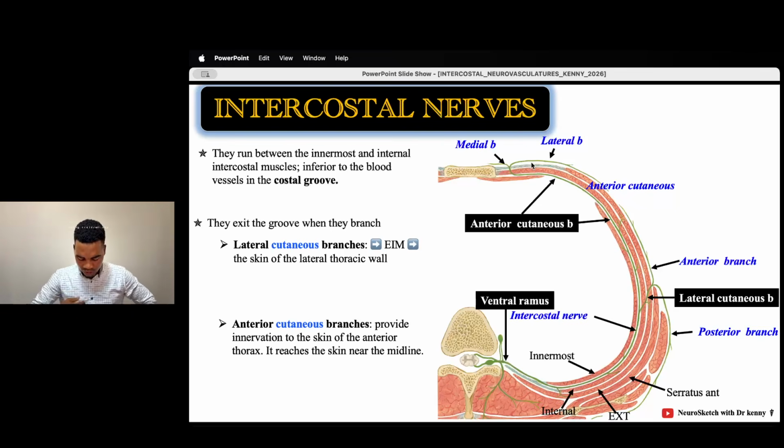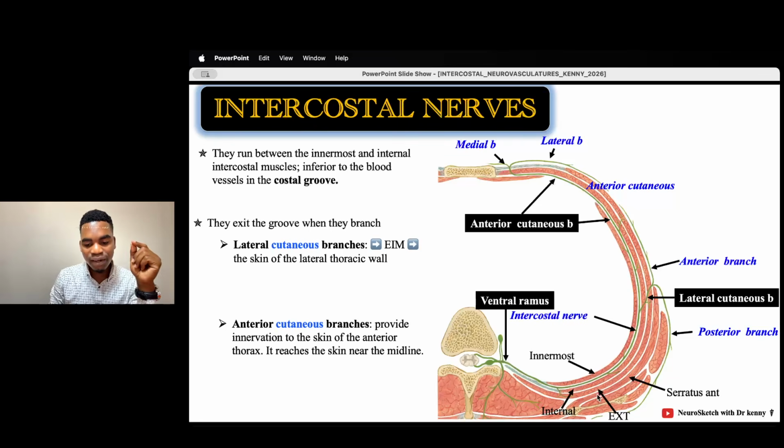And remember, when we discussed the muscles of the thorax, the pectoralis major and minor, we saw some perforating branches. We call them the anterior intercostal nerves. These are the anterior cutaneous branches of the intercostal nerves. Take home: the intercostal nerve is a ventral ramus of the spinal nerves in the thoracic region, T1 to T11. The dorsal ramus, on the other hand, supplies the muscles of the back.